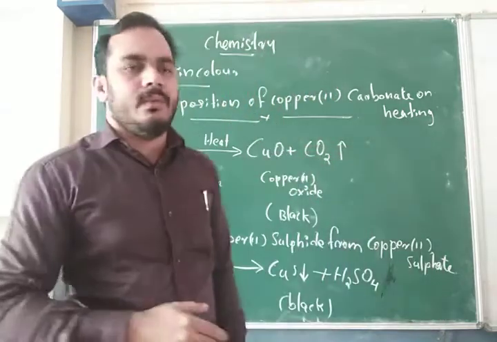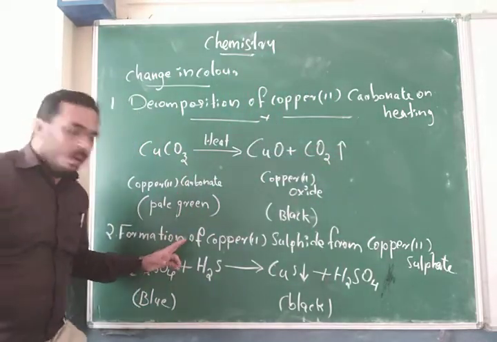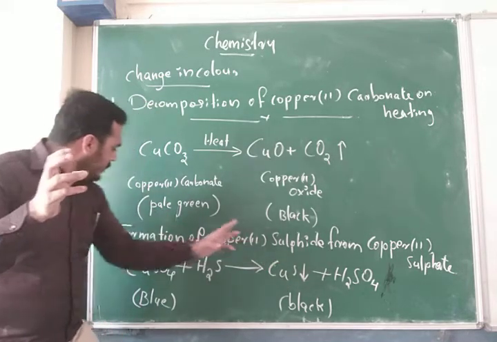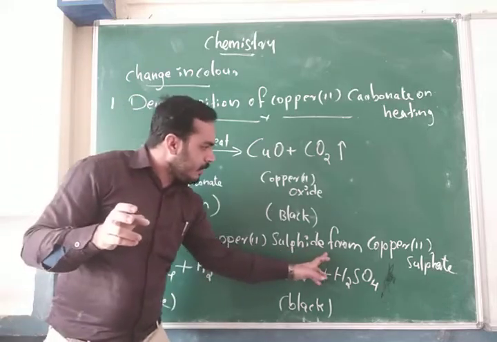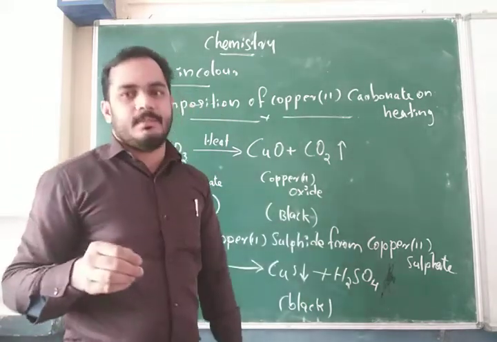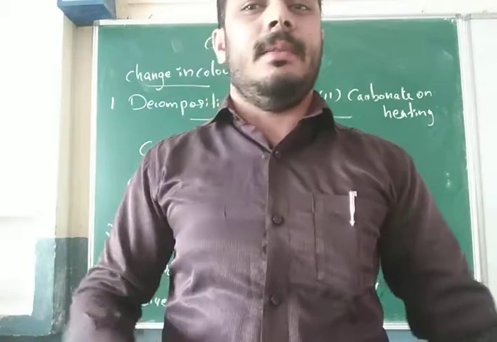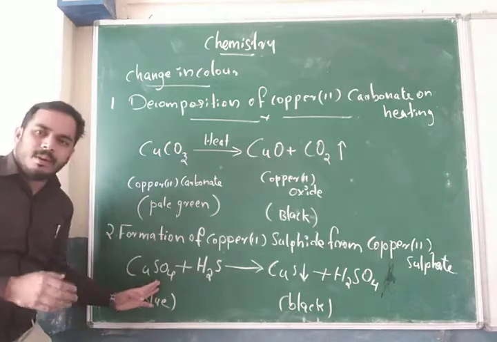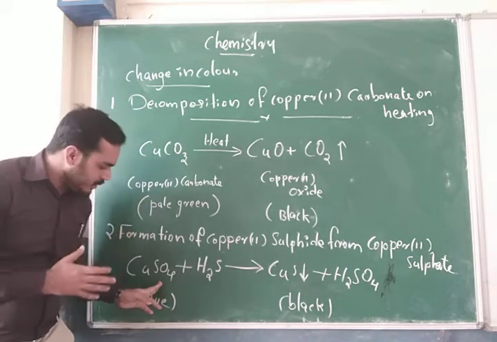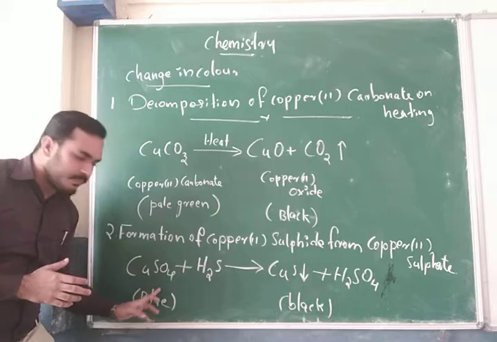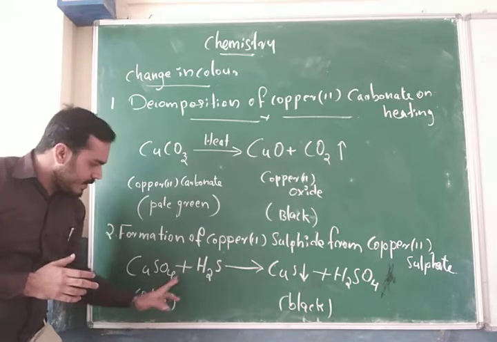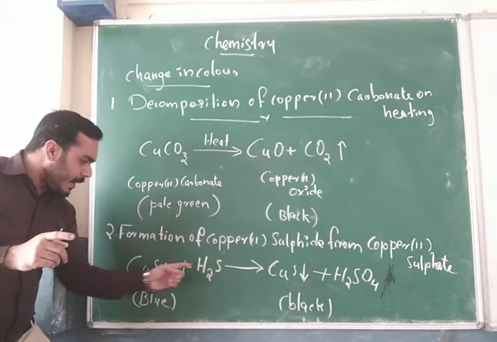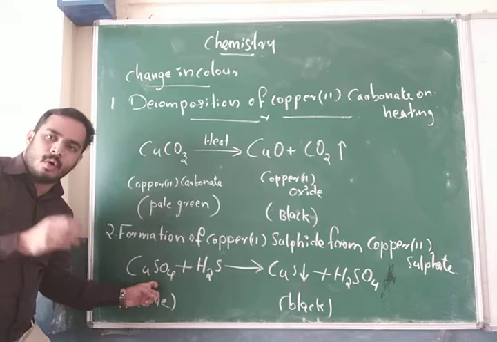And one more example I will give you. That is the formation of copper sulphide from the copper sulphate. So in this reaction, first, what are the reactants in the chemical reaction? The reactants are copper sulphate and hydrogen sulphide. So here the hydrogen sulphide is introduced to the copper sulphate.